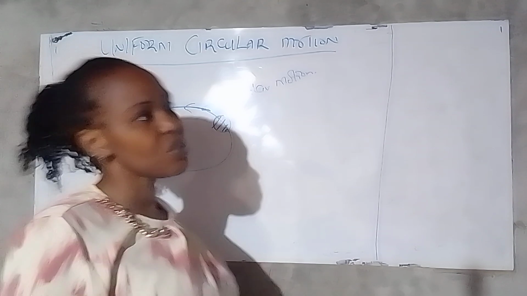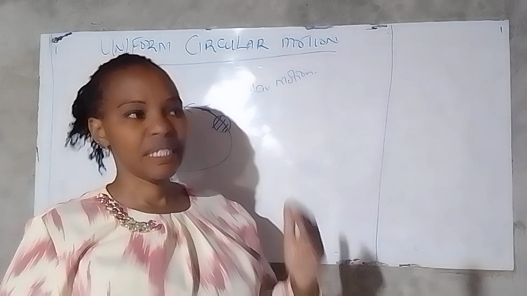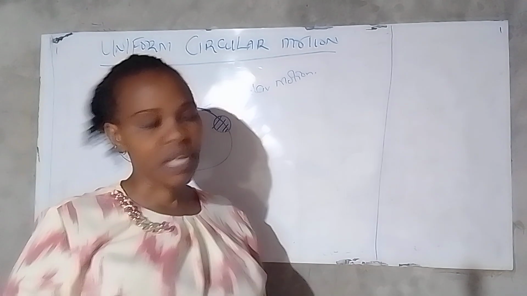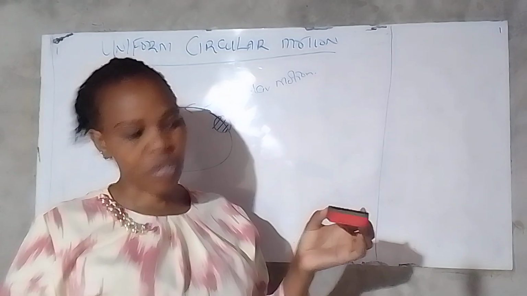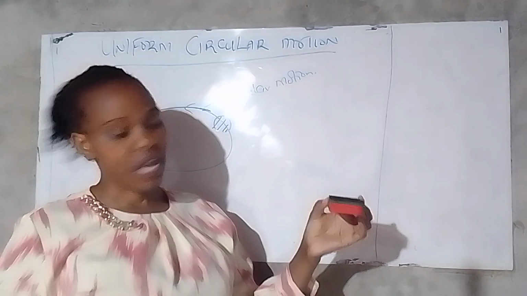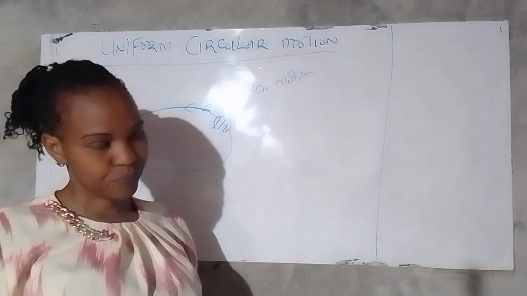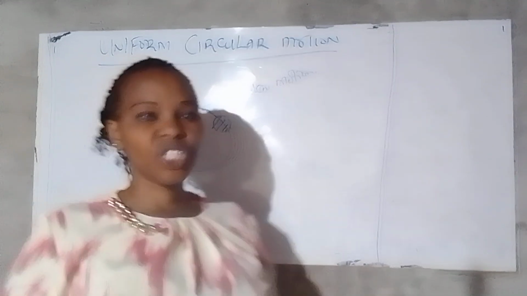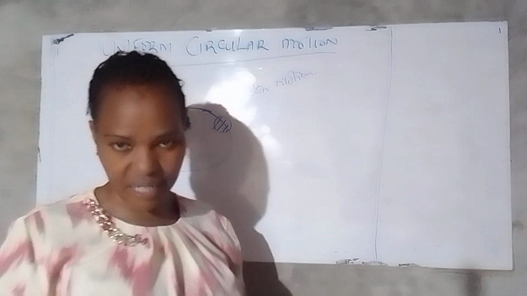Why do I say that? Because we know from Newton's first law, a body should continue in its state. There are two states. A body could be in the state of rest, meaning a body is not going anywhere. Or a body could be in a state of motion, meaning it is moving. Now, according to Newton's first law, a body should continue in that state, whether it is a state of rest or a state of motion.